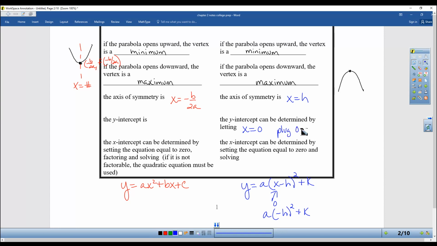Plug 0 in for x. But when you plug 0 in for x in the standard form, you plug a 0 in there, a 0 in there, you're definitely going to get c every time. So this is where standard form is superior.